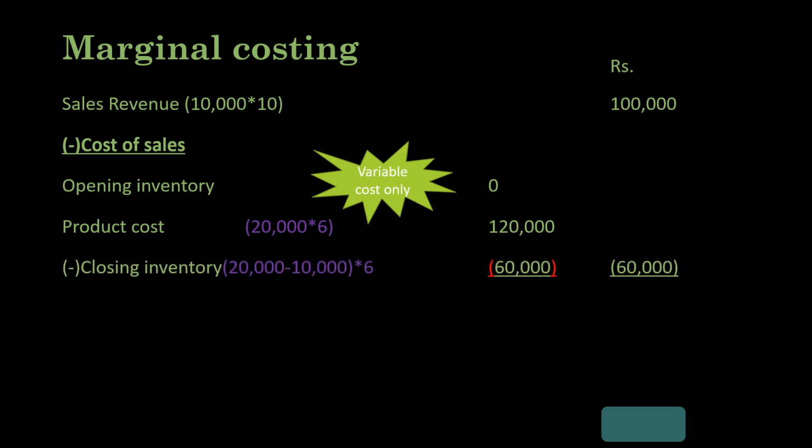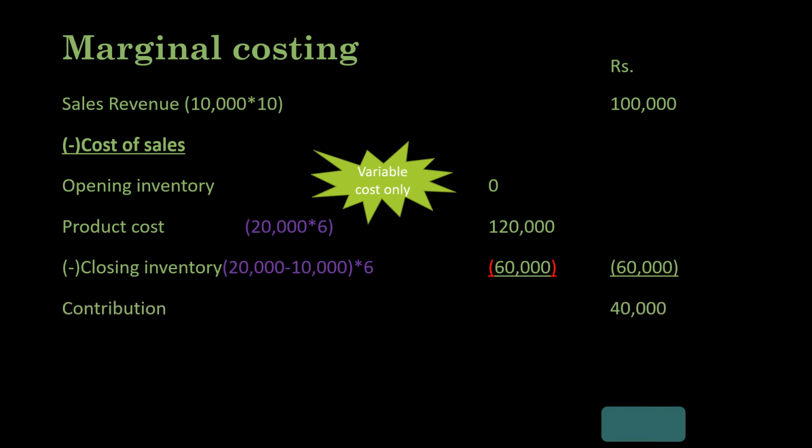Then we have to take the closing inventory. That is 20,000 we have produced. Then we sell 10,000. So the balance is 10,000 units as the closing inventory. Then it should be multiplied with the variable cost only. That is 60,000. So the cost of sales figure is 60,000.